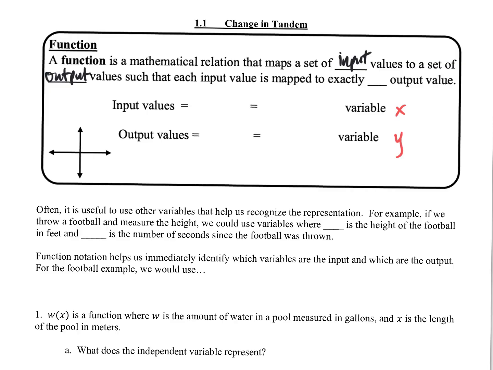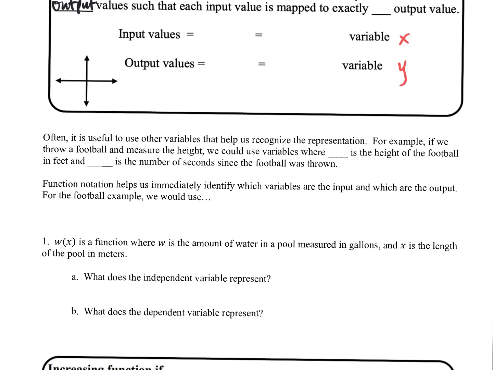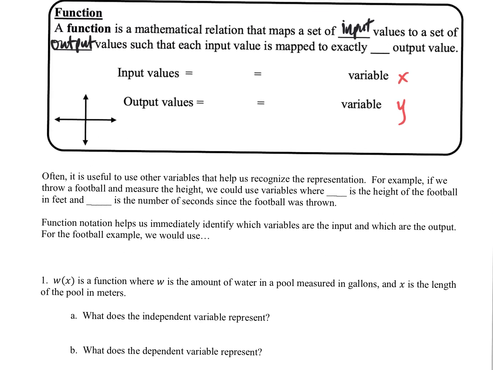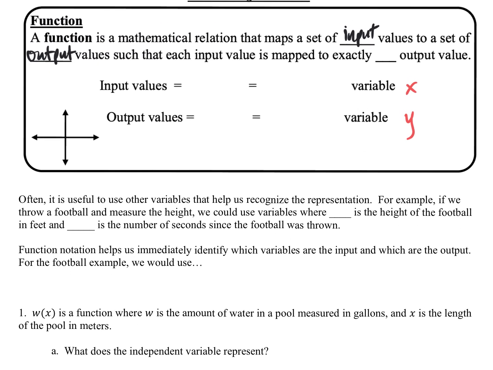Does anyone remember what the more fancy term would be? One is independent and the other one's dependent. Any guesses? Yeah, independent is going to be that x. So I'm going to say that this is that independent value, that input, whatever we put in. The other one, the output, is going to be the dependent because it depends on whatever you put in the function.